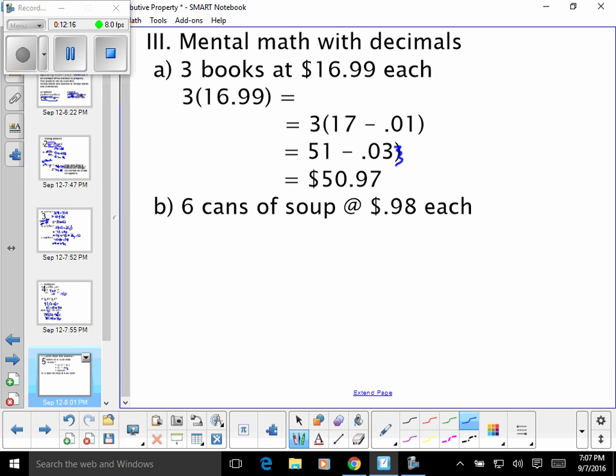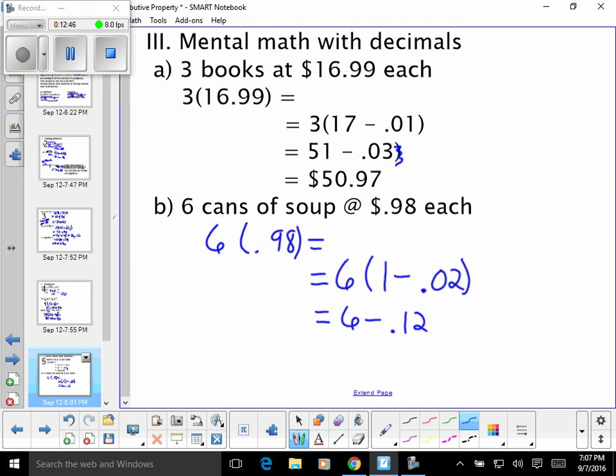Let's look at B. What I really have is 6 times 0.98. 6 times $1 minus 2 cents, 0.02. Now we don't use the 2 because you'll be subtracting 12 and you're going to be in trouble because you're going to end up with 6 minus 12. So we have to use the decimal. 6 minus 0.12, well, 12 cents away from $6 is going to be $5.88.